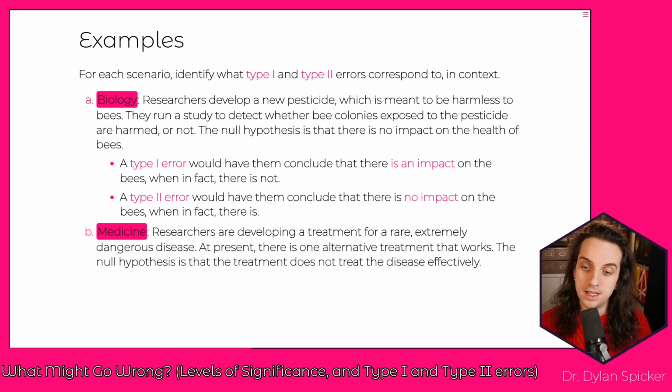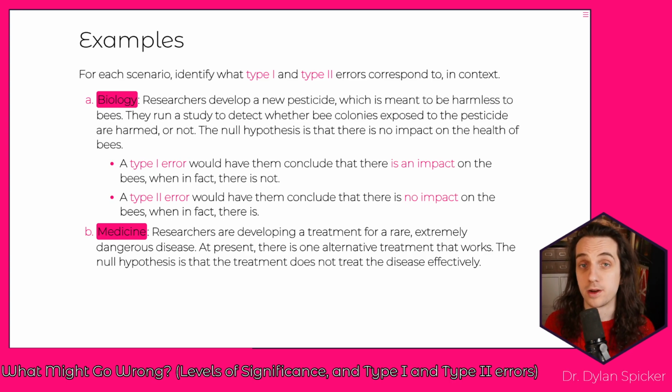Okay. Our second scenario here: researchers are developing a treatment for a rare, extremely dangerous disease. There is one present alternative for treatment right now that works. The null hypothesis here is that the treatment does not treat the disease effectively. So the treatment is not effective is our null hypothesis. So we have to think, okay, what's a type 1 and what is a type 2 error? The type 1 error is going to come if we reject the null hypothesis. And in this case, if we reject the null hypothesis, we say the treatment does treat the disease effectively. So in that case, we're treating the disease effectively. But if it's a type 1 error, then the actual truth is that the null was correct.